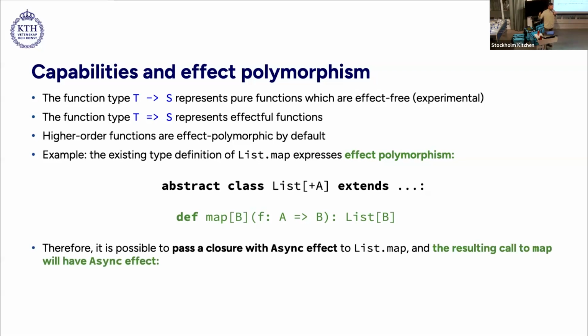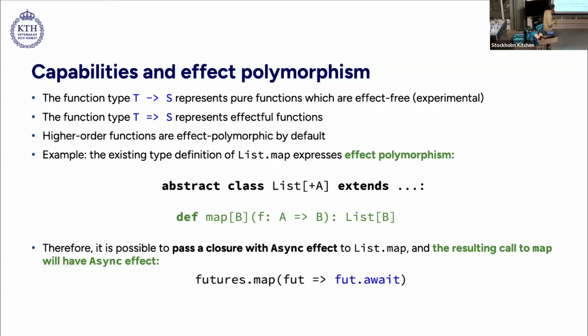And that's why we can pass a closure that has an async effect, for example, because we call await. If you call await, we immediately have the async effect. And it's possible to pass a closure with the effect because it's effect polymorphic, and it just means that the map itself may have the async effect. But that means that when we call map, we also need the async capability, because it contains a closure that has the effect.